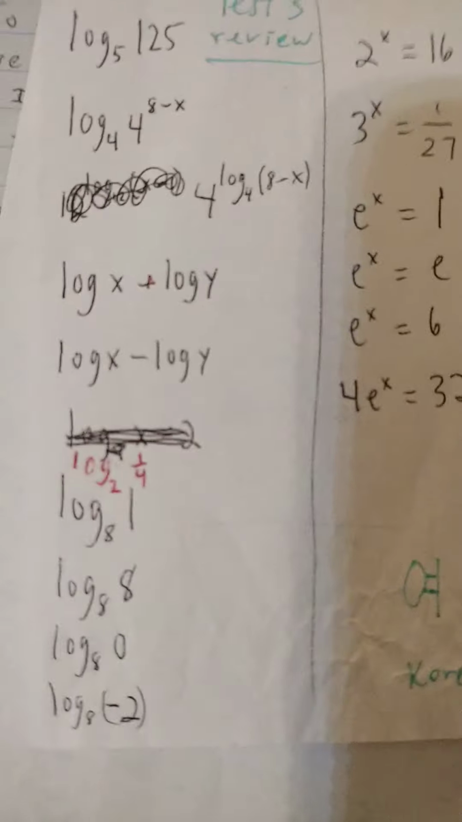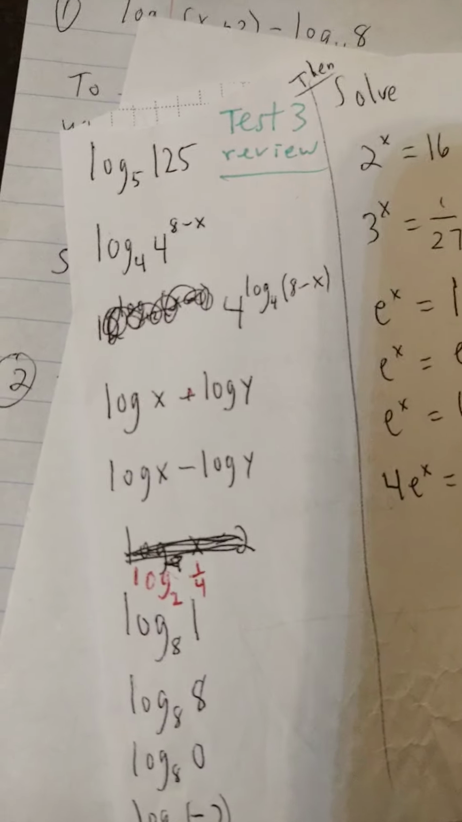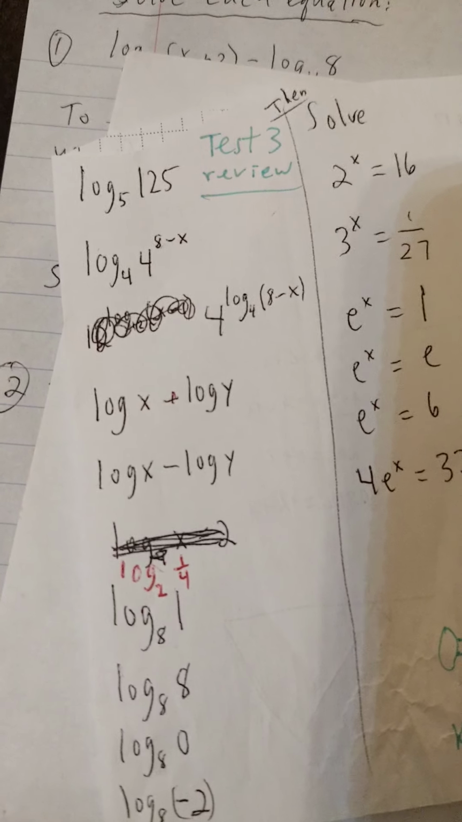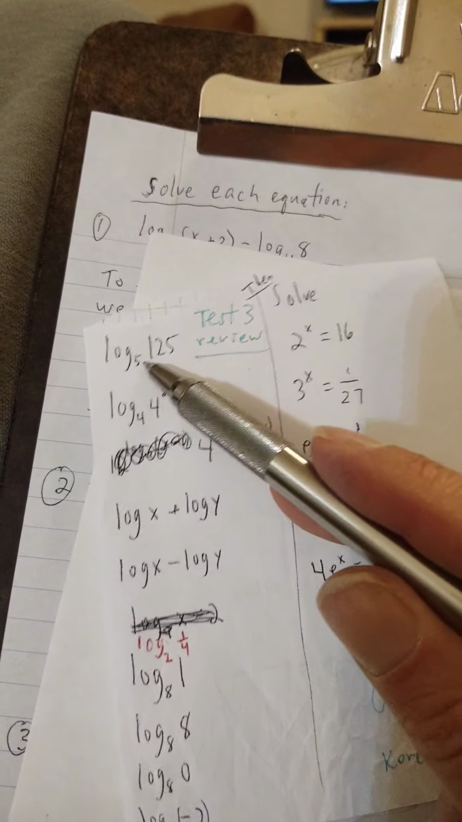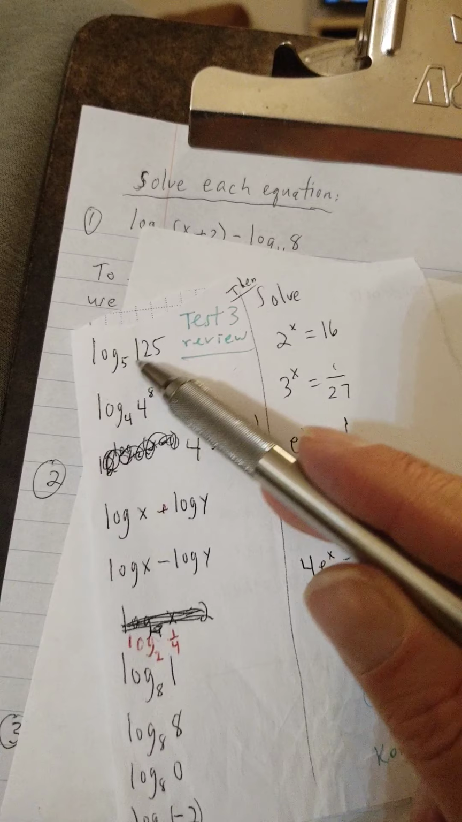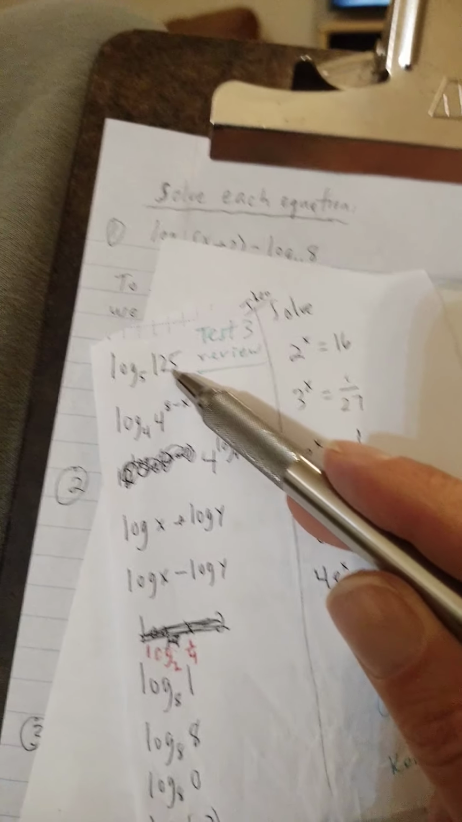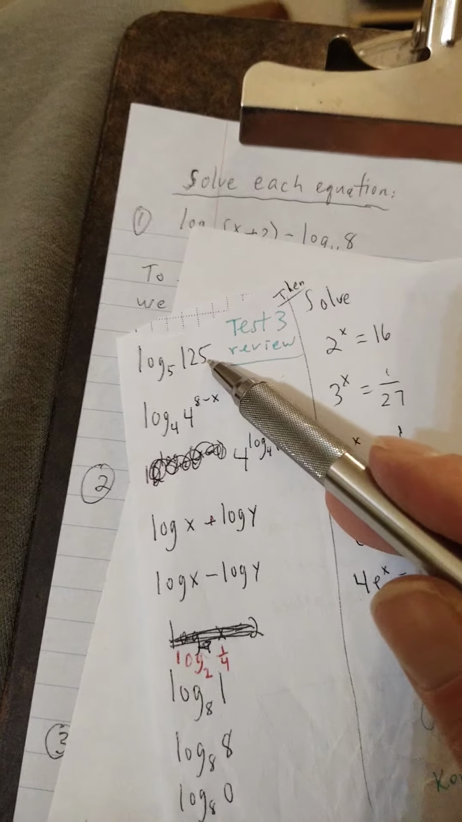Okay, let's do section 4.6, which is logarithms. Let's start off with these basic ones here. What's log base 5 of 125? Well, logs are the power. You raise the base to get the argument. 5 to the what power gives you 125? 5 to the third power. So the answer is 3.